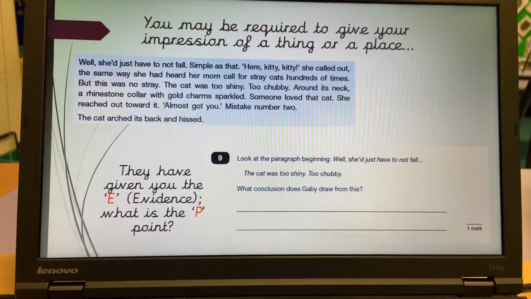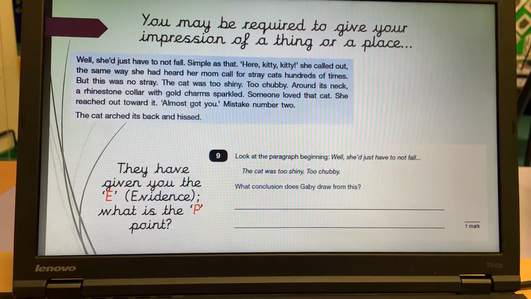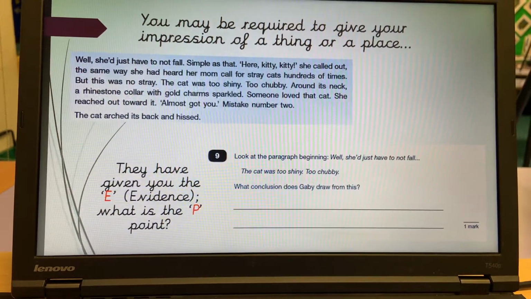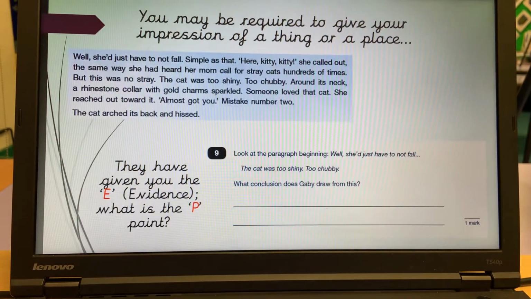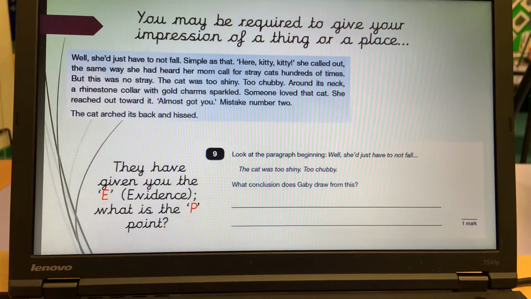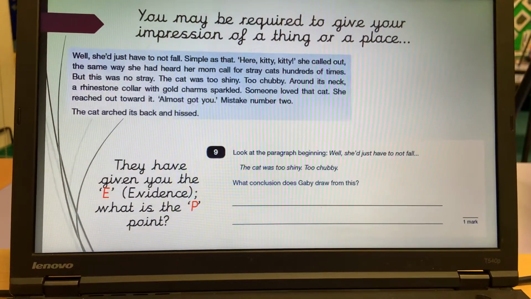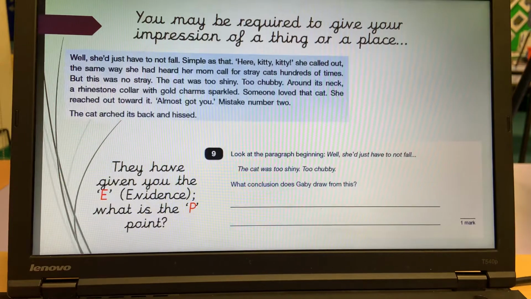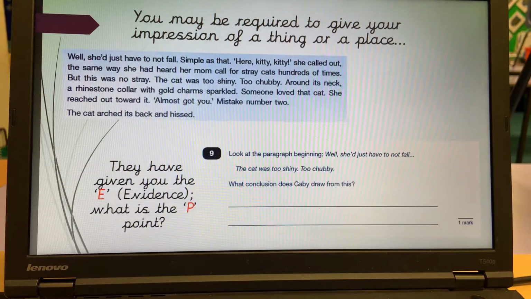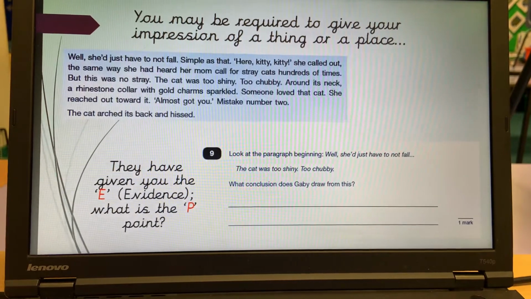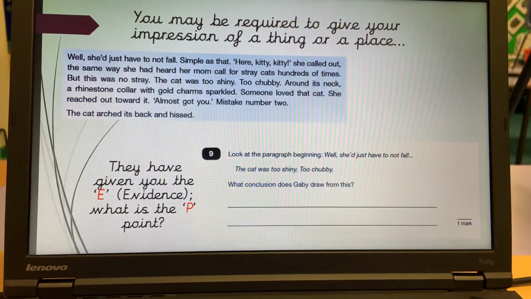Well, she'd just have to not fall. Simple as that. Here, kitty, kitty, she called out, the same way she'd heard her mum call for stray cats hundreds of times. But this was no stray. The cat was too shiny, too chubby. Around its neck a rhinestone collar with gold charms sparkled. Someone loved that cat. She reached out toward it. Almost got you. Mistake number 2. The cat arched its back and hissed.